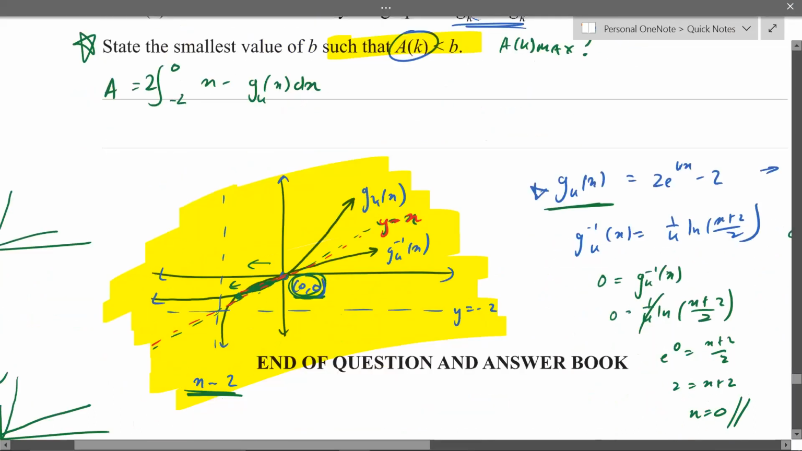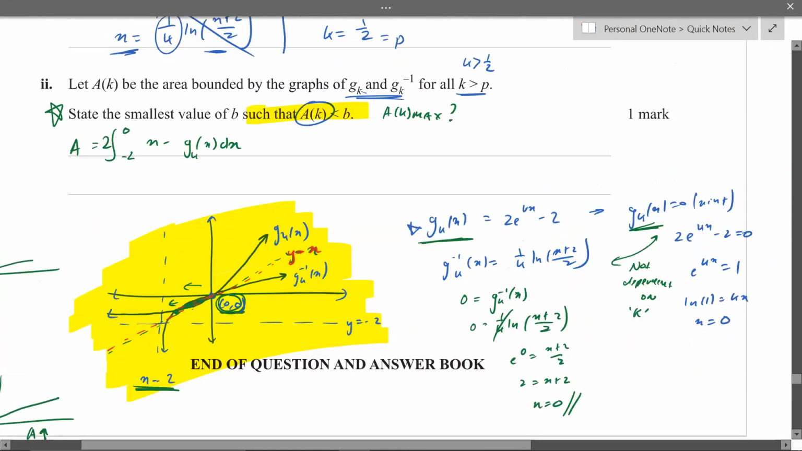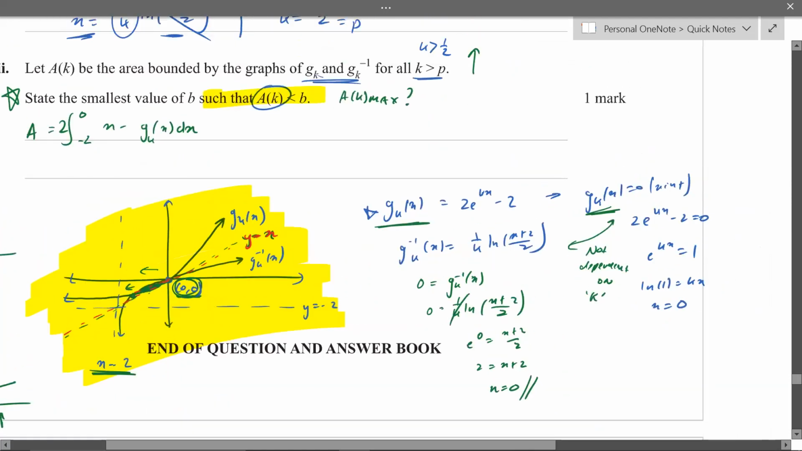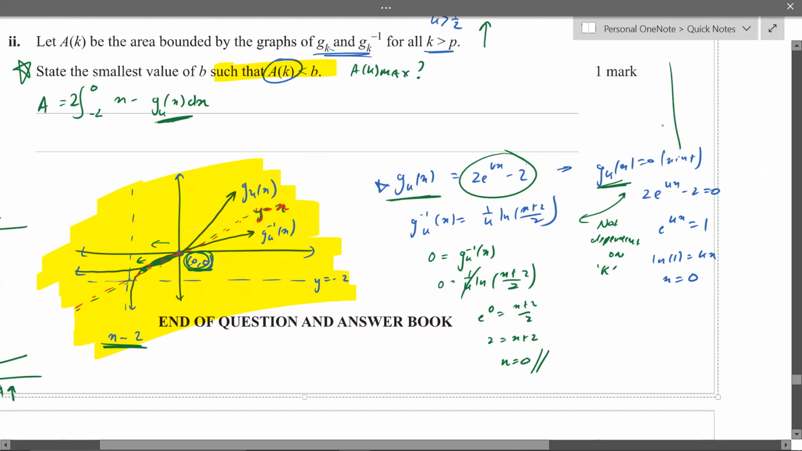So the next thing you have to do is use a bit of limits. If k is greater than p, that means it's going on forever, right? Because you're trying to find the maximum area, you're going to take the biggest possible values of everything. So if k goes to infinity, then g_k x here, which is this one, if you draw your graph of e^(kx) again, so y equals negative 2, if k goes to infinity, so you're saying this is 2e^(infinity) minus 2, this function will go to 0.